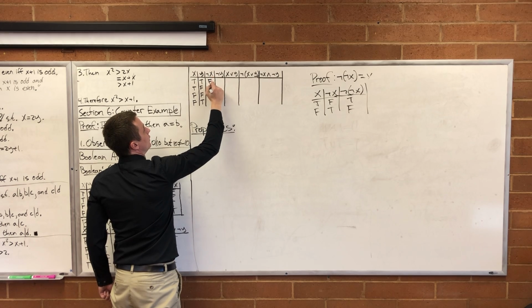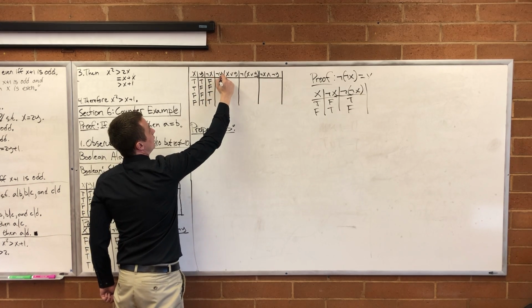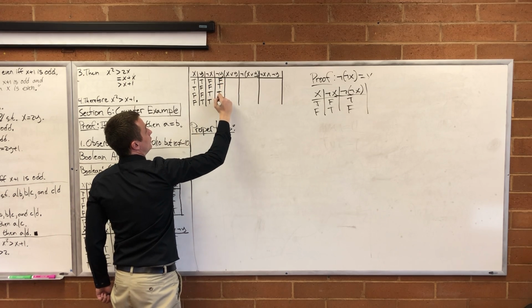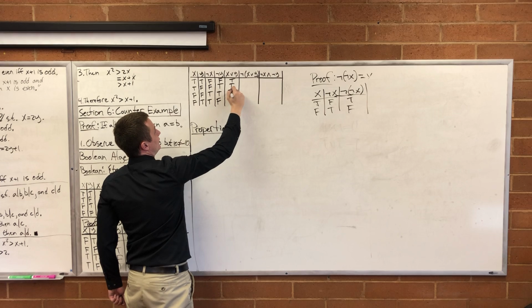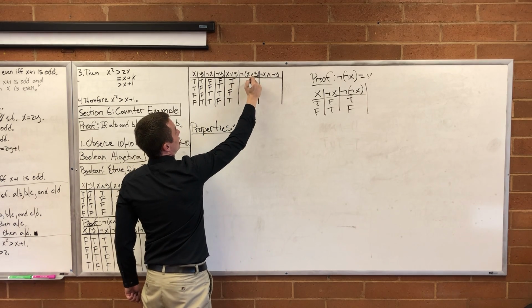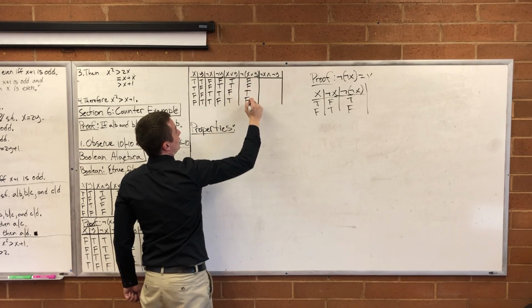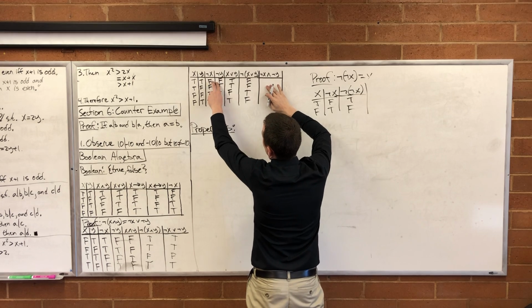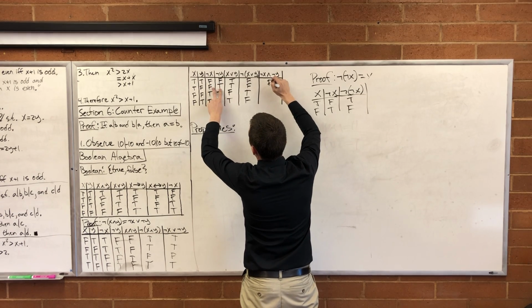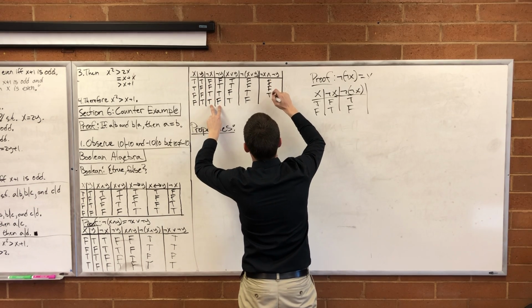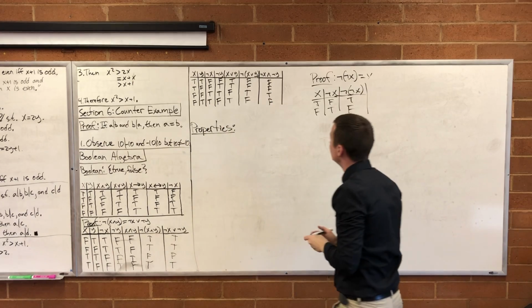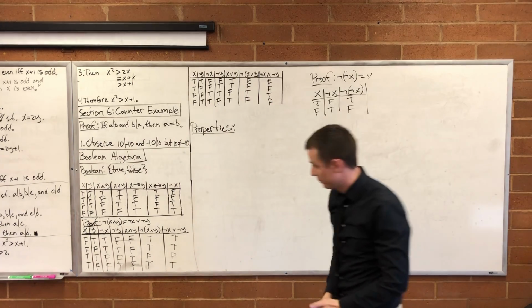False, false, true, true, false, true, true, false. Oh, I was looking at the wrong ones again. False, false, false, true, false. All right, now we're anding these two together. False and false is? False. False and true is? False. True and true is? True. False and true is? False. And there we have it. They're the same. Ta-da. Okay.